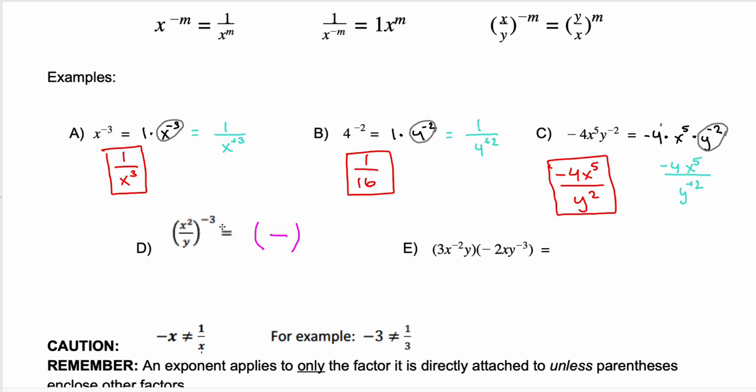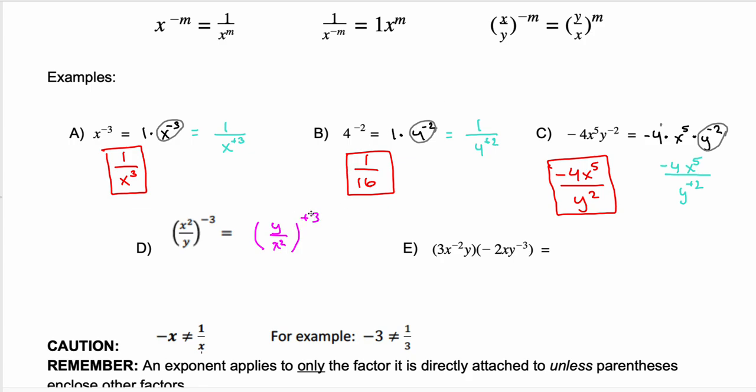So the numerator of x squared will go to the denominator, and the denominator of y will go to the numerator. Now, because things have been moved across the fraction bar, the exponent on the outside of -3 turns into a +3. This is that property where we can just go ahead and flip everything inside, and now the exponent on the outside turns to a positive.